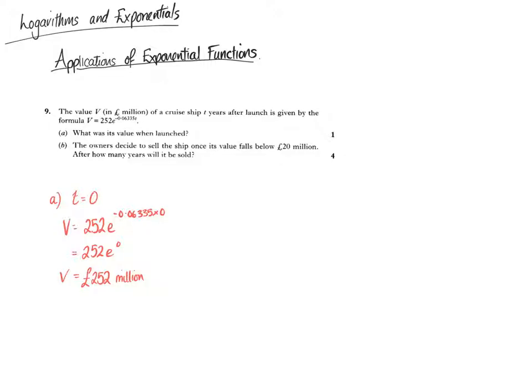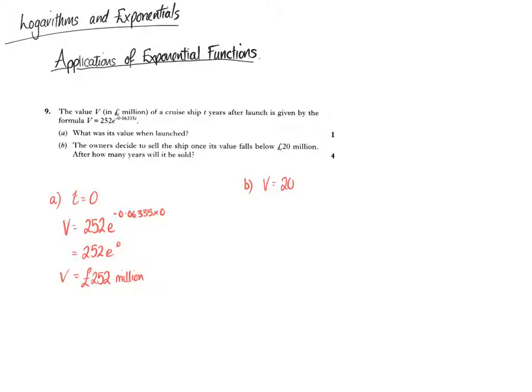So for part B, we've been told that the owners will decide to sell the ship once it falls below 20 million. After how many years will it be sold? Okay, so we know that we want the value to be less than 20 million, so we can put it at 20 million, and that'll give us when it reaches 20, and then any time after that it'll be below that, and that'll give us our answer. So any value greater than the answer we get for t when we solve for 20 will tell us when it'll fall below.